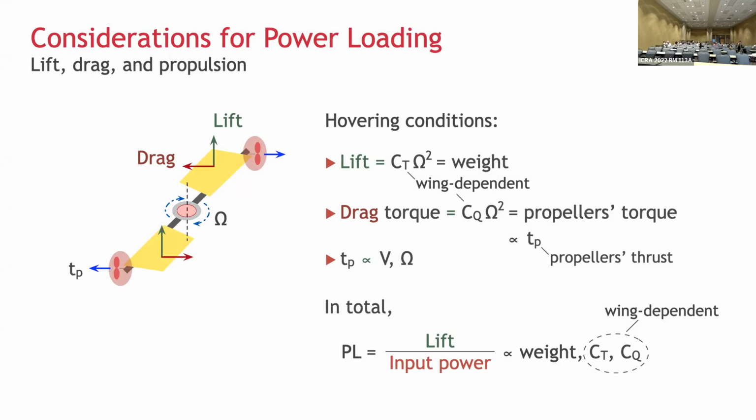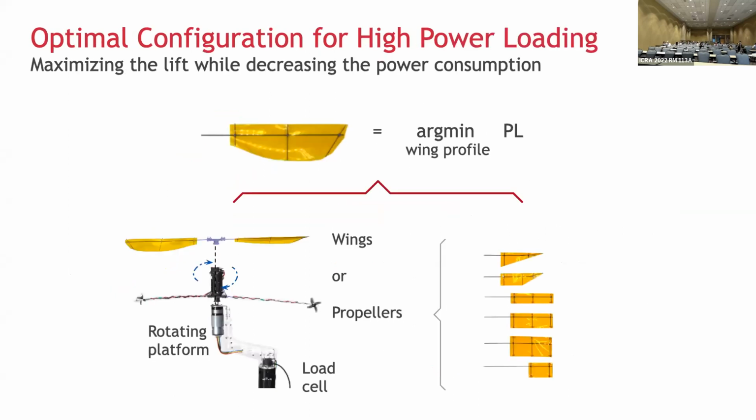Right. So together, the thrust generated by the propeller, of course, depends on the voltage of the motor, but it also depends on how fast the propeller is moving, or omega, as well. So putting everything together, we can write power loading of the robot as a function of the weight of the robot and the thrust and torque coefficients of the wings, which depend on the wing profile. So our job here, right, is to find the wing profile or configuration of the robot that maximizes the power loading to make the robot efficient.